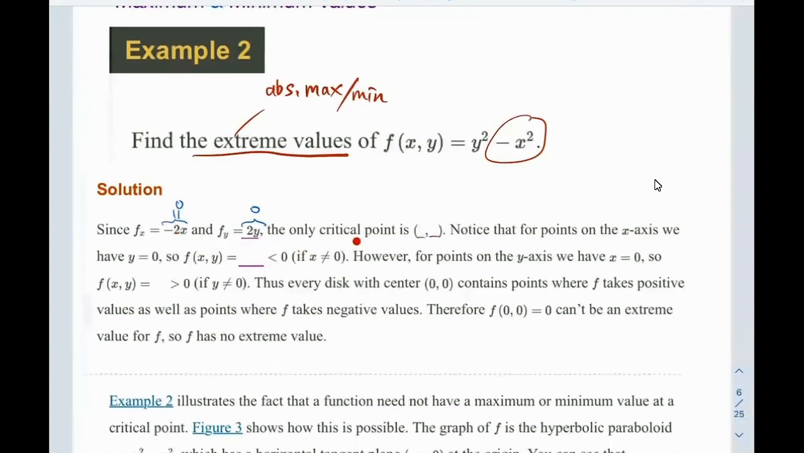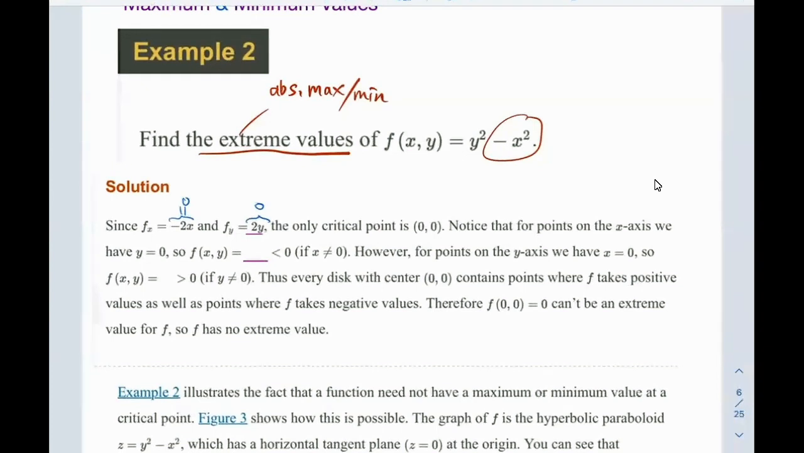Okay. So to make this equal 0, x equals 0, and for this one here, y equals 0, right? Okay. So the only critical point here is (0, 0). So we found a critical point. Do you think this critical point gives you a local max or local min? Let's find out. Okay. So I'm going to consider points on the x-axis.